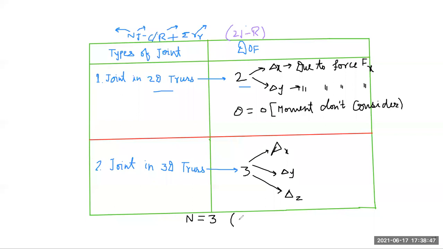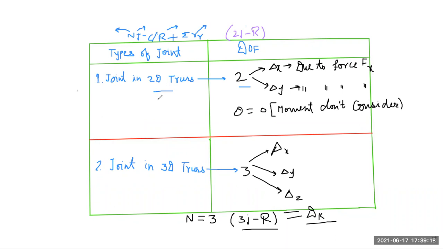You just use the basic formula 3j minus r. If you want to use the summation of release reactions, then you write it that way. So if you observe, I write the formula of DK for a 3D truss as 3j minus r. So basically these are the bases from which we derive the formula.